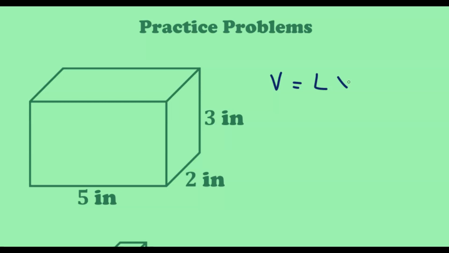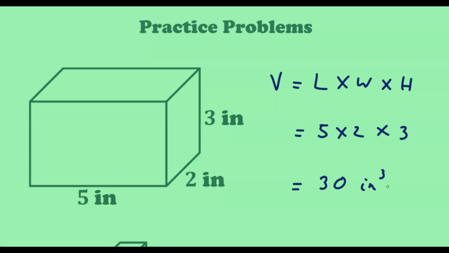That is the length times the width times the height. So the length is 5, the width is 2, and the height is 3. So we end up with 5 times 2 times 3, that's 30. And since the edges are all given in inches, the volume will be in inches cubed. So this is the required volume, 30 cubic inches.